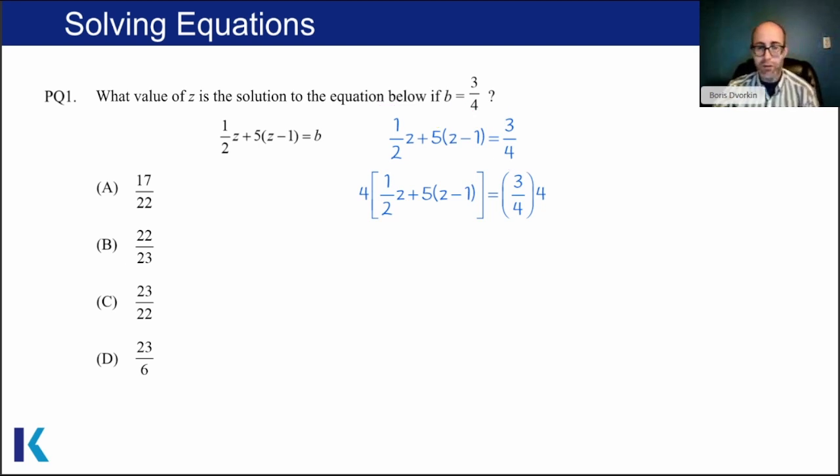On the left side, 4 times a half is 2. 4 times 5 is 20. And 3/4 times 4 on the right, well, the 4s just cancel, so that's going to leave us with a 3. So pause for a moment, digest.